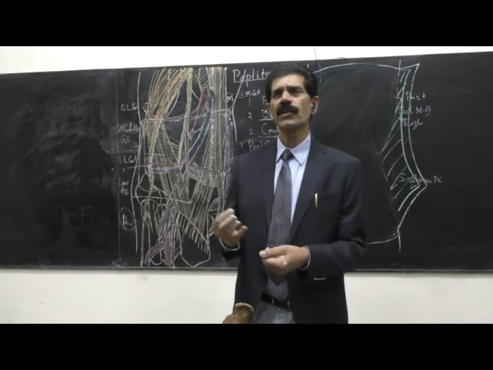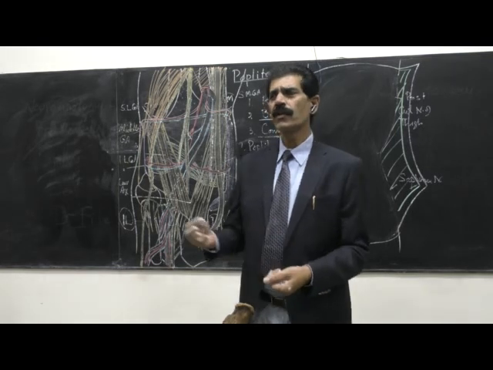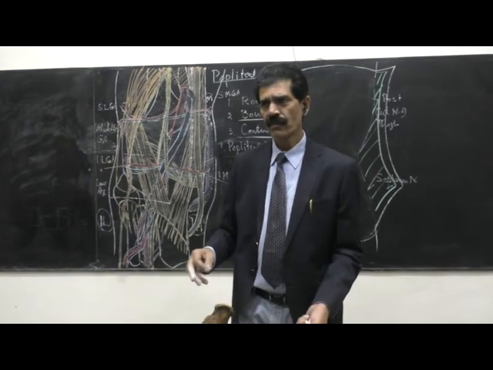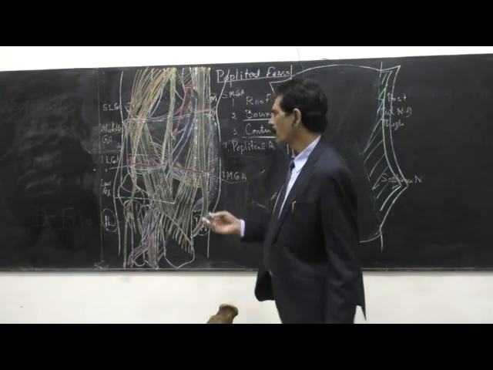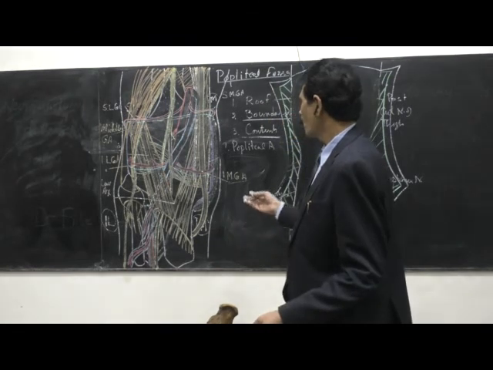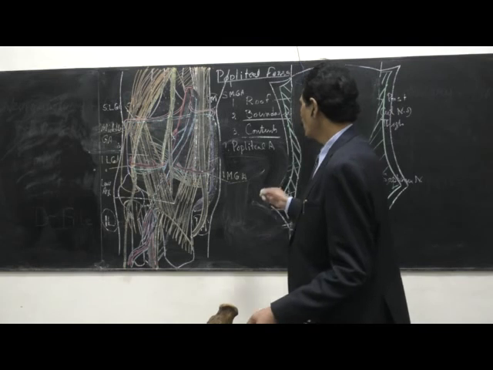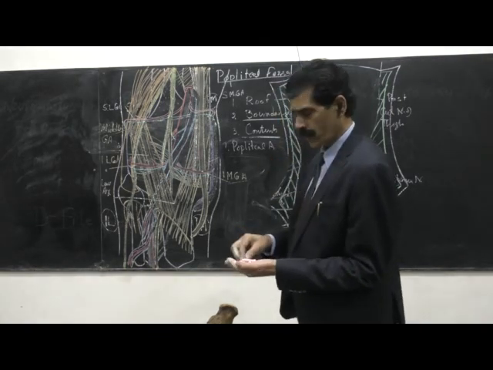So whenever a question comes on the arterial anastomosis around the knee joint, you have to make two diagrams. One is the posterior aspect, the other is the anterior aspect: the prepatellar arterial anastomosis and the posterior anastomosis. So this is all about the contents of the popliteal fossa. Now comes the floor of the popliteal fossa.